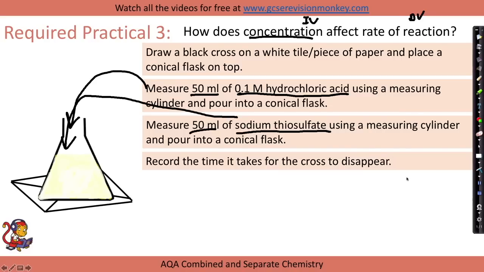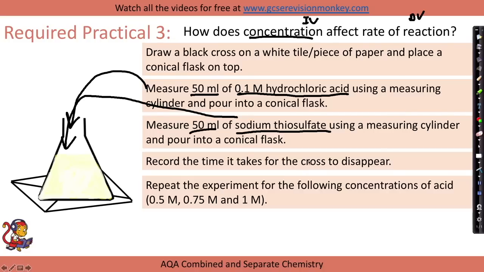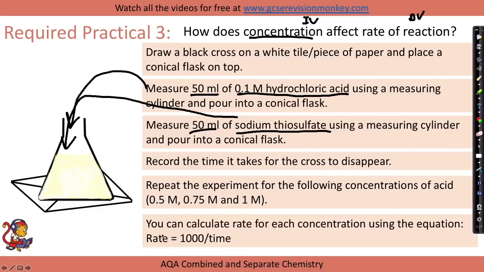Obviously this is subject to error because different humans will have a different opinion on the exact time that the cross has disappeared. We'd repeat the experiment for the following concentrations of acid: 0.5, 0.75 and 1 molar. And for this one, because we're not measuring the amount of reactant used or the amount of product made over time, we're simply looking for the time it takes for a colour change, we could use the equation rate equals 1000 divided by time to calculate a rate of reaction for each concentration that we're using.